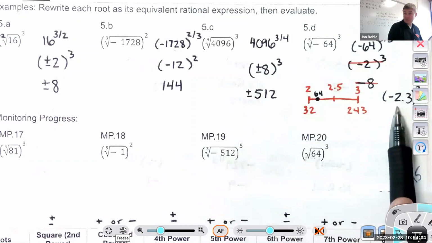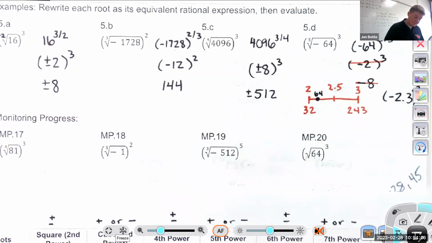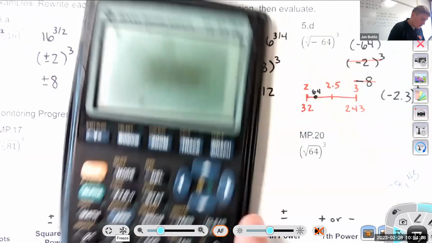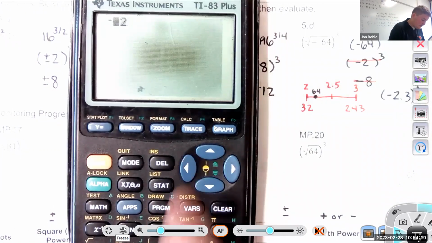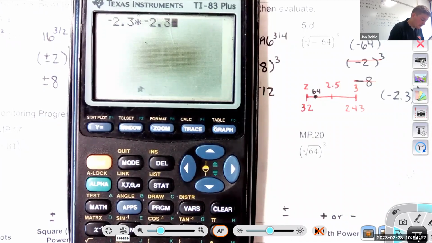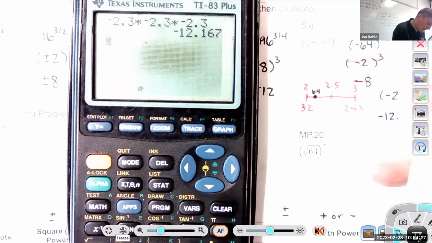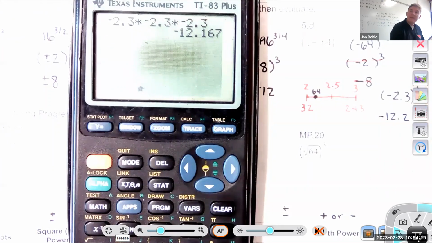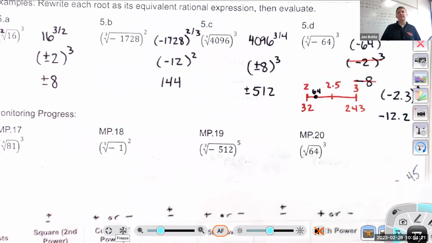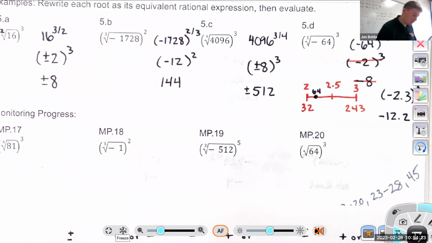Now, if I want to find negative 2.3 to the third power, negative 2.3 times negative 2.3 times negative 2.3. Negative 12.2, roughly. At this point, it's just an estimation. All right, so my bad for screwing that one up, but well, not the first, won't be the last.